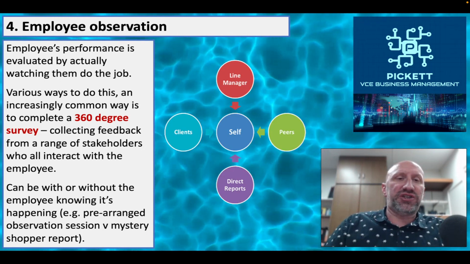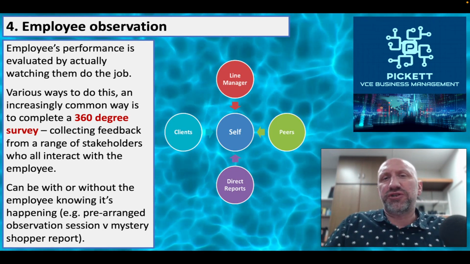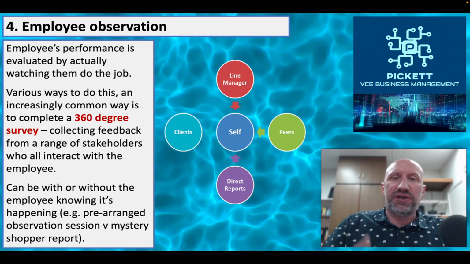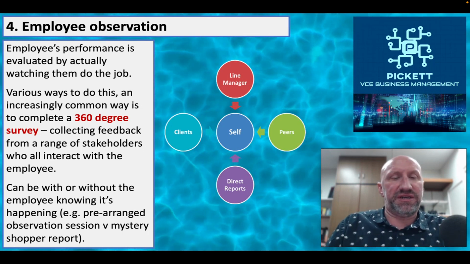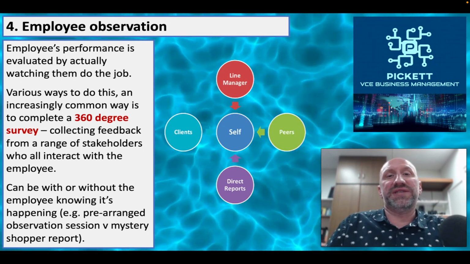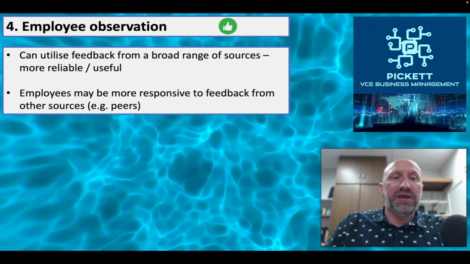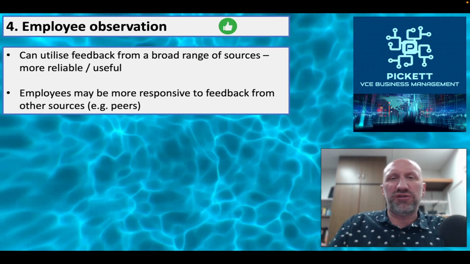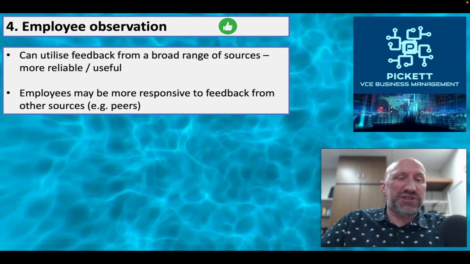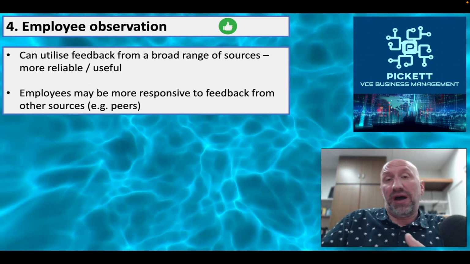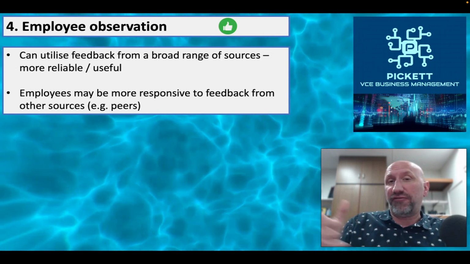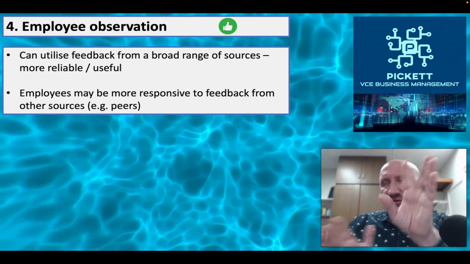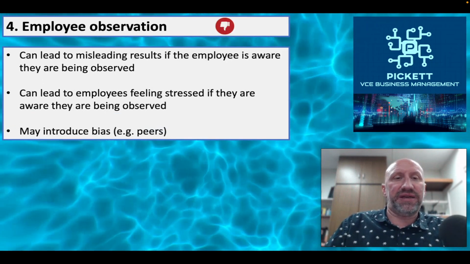But yeah, with employee observation, there isn't too much to talk about. That's why I say that if you wanted to extend your response, you could talk about the 360-degree survey and how that's a better, more holistic way of collecting that type of information. Positives here: using feedback from a broad range of sources. I've just said that: more reliable, more useful, more holistic. And employees might be more responsive to feedback from other sources, such as their peers, than from their manager. Again, that might depend on the relationships between those various stakeholders, but that certainly can be the case.